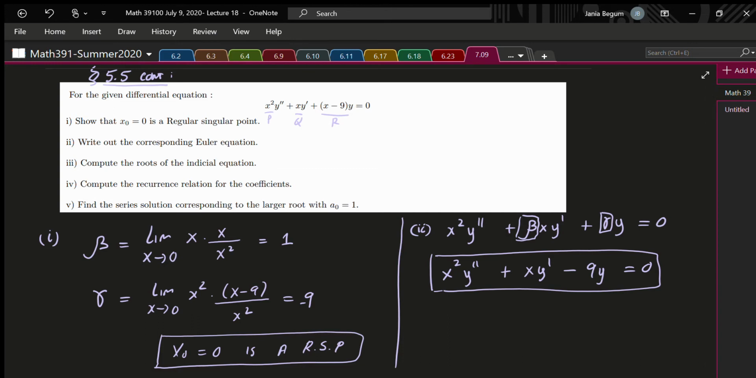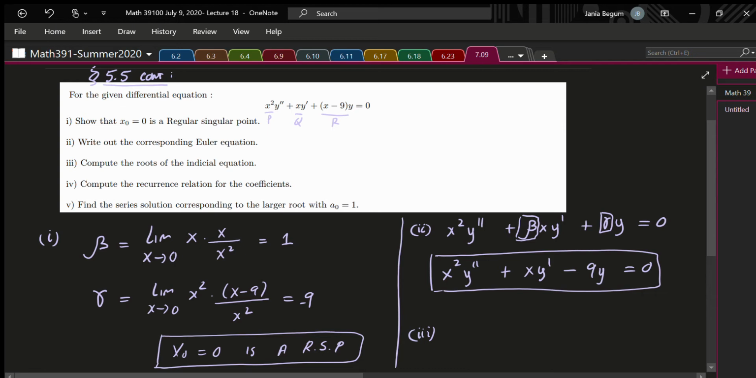Now for the third part, we'll continue this and compute the roots by writing out the indicial equation, and then we'll hold on to the roots until the very end when we write out the series solution using one of the roots. In part 5, it says series solution corresponding to the larger root, so we're going to use this for part 5 again. So part 3, what is the corresponding indicial equation for this?